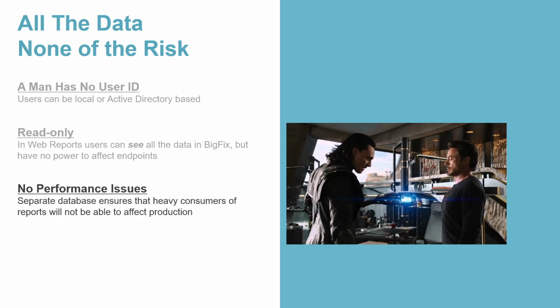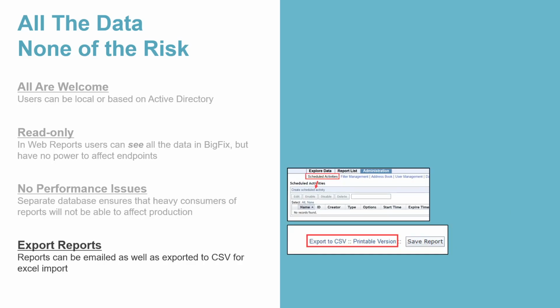Because web reports has its own database separate from the primary BigFix database, it means running reports won't affect the performance of the rest of the platform. You can always take it with you. You can export reports as CSV to bring into Excel. You can also format the output to a more printable format, potentially even sending it to a PDF writer.